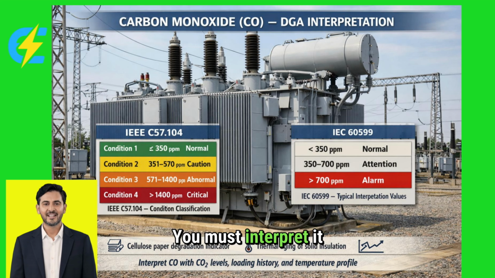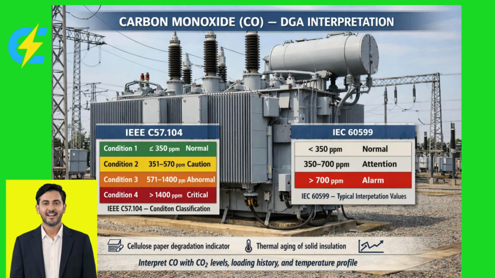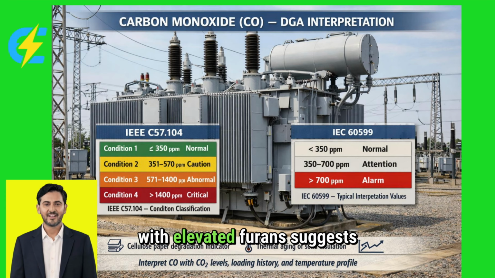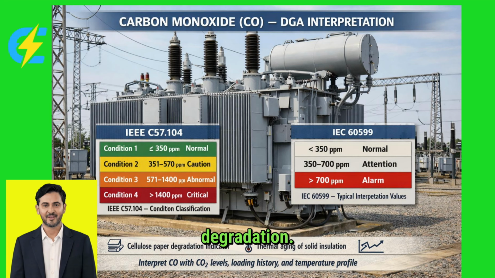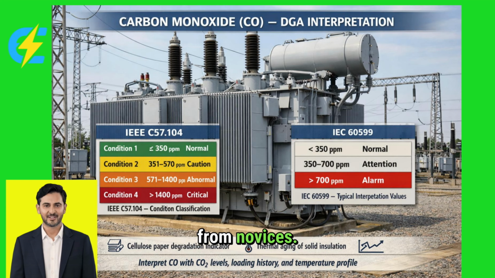You must interpret it alongside carbon dioxide levels, calculate the carbon dioxide to carbon monoxide ratio, and consider the transformer's age and operating temperature history. The carbon dioxide to carbon monoxide ratio is particularly telling. A ratio below 7 indicates potential problems, while a ratio below 3 with elevated furans suggests severe and rapid cellulose degradation. Here's the key insight that separates experienced engineers from novices.